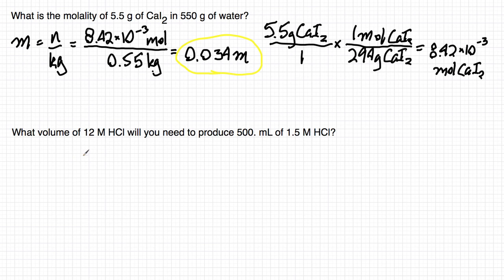Okay, for our last problem, I was a little bit sneaky. I snuck in a dilution problem there. We're starting at a higher concentration. We're being asked to mix a lower concentration. And our equation for that is MA VA is equal to MB VB. So I'm being asked to figure out the volume that I'm starting with, which is VA. So I'm going to go ahead and divide both sides by the starting molarity.